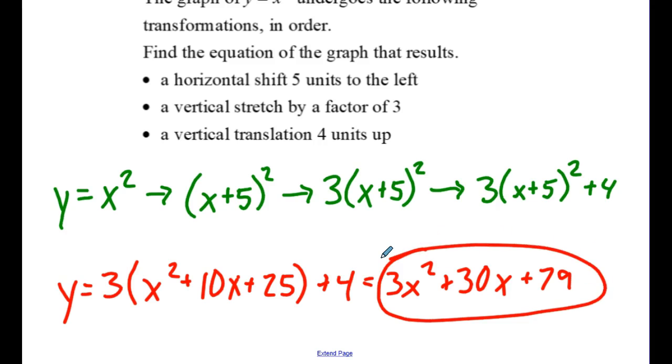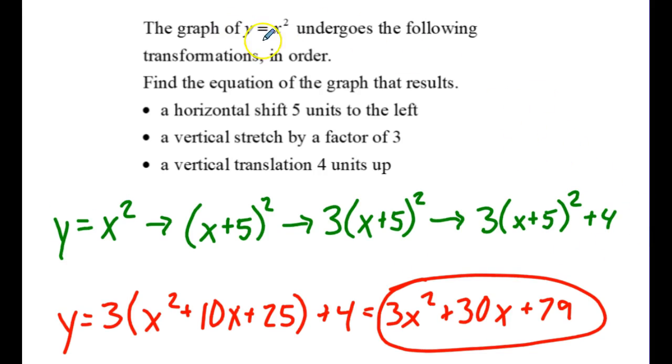So after a horizontal shift of 5 units to the left, a vertical stretch by a factor of 3, and a vertical translation 4 units up, this is the end result for our graph. What I would recommend you do is grab a graphing calculator, graph our basic function, and then graph this one in y sub 2 so that you can see how these all affect the look of our graph.